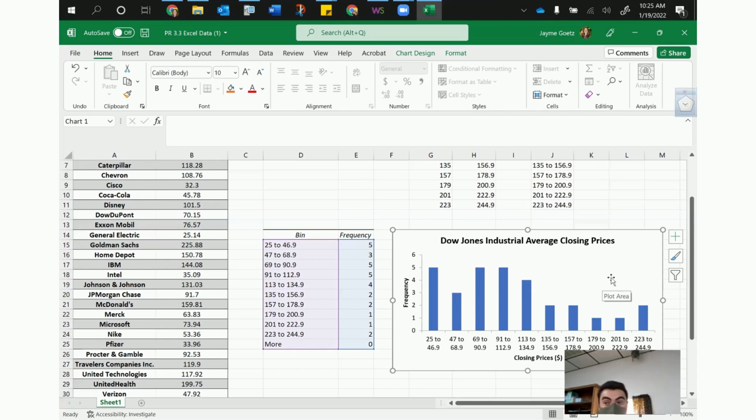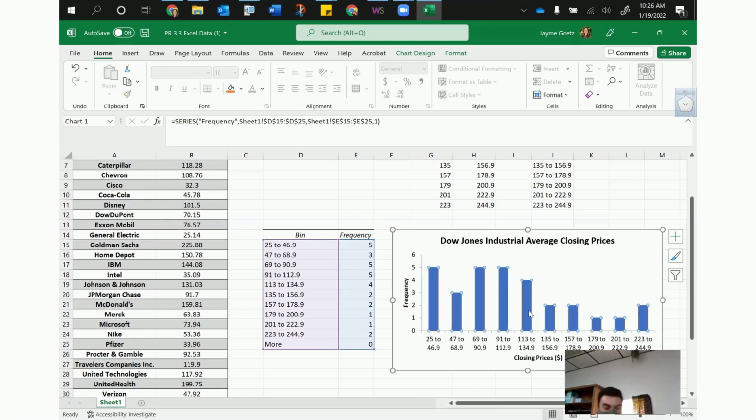Exactly. This is a bar graph. This is not a histogram. What are you supposed to do to make it a histogram? What makes a histogram different than a bar graph? Is it horizontal? No. Think about the bars. Do they touch? Yes, they're supposed to touch.